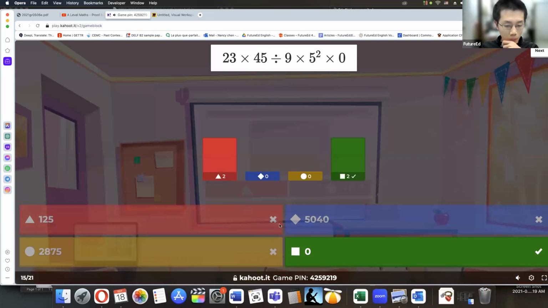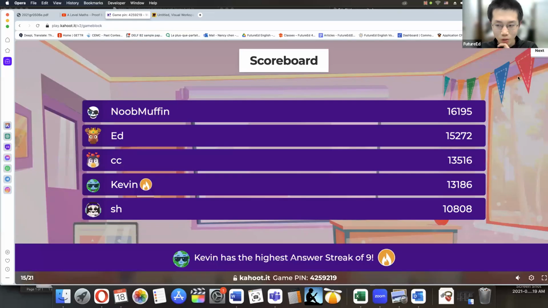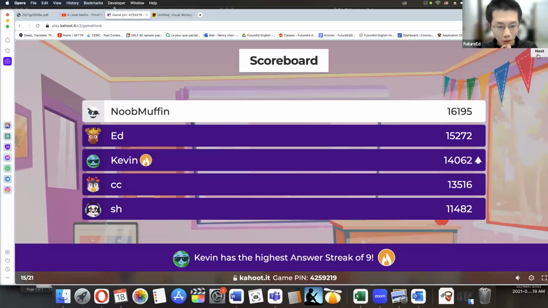Oh, it's 0. It is 0. Everything times 0, all that junk, it doesn't mean anything once you multiply it by 0. So it's just the multiplicative property of 0. Anything times 0 is 0. So that's the answer. All right, we're climbing back up.